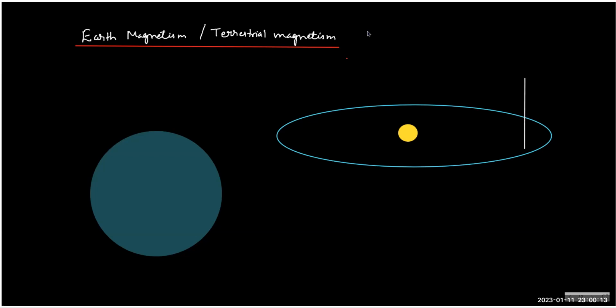And if I draw the Earth here, so we know it is rotating at a tilt, something like this, right? Yes. And this is given as 23 degrees. I hope this is correct.